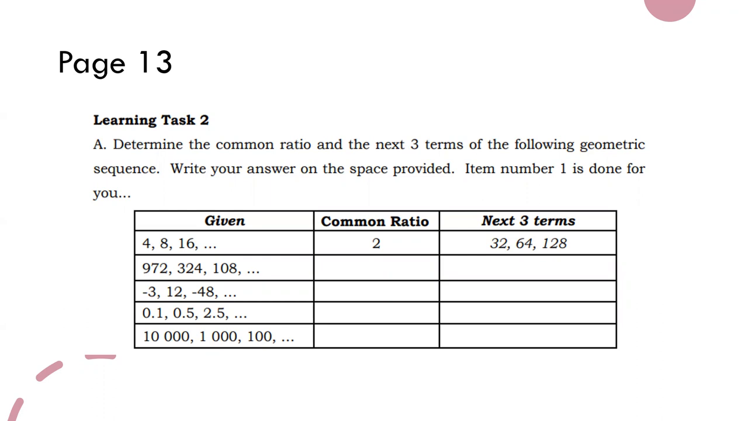Then after getting the common ratio, get the next 3 terms. So that's 16 times 2, 32 times 2, 64 times 2, 128. So ganun po ang gagawin natin sa next 4 items. Okay? Clear? Wala po yung computation. Okay?